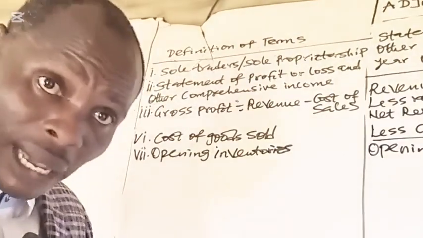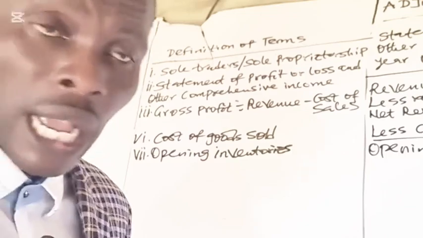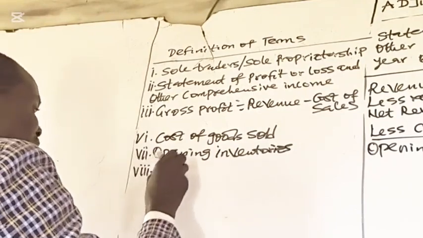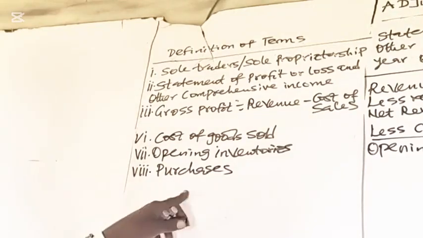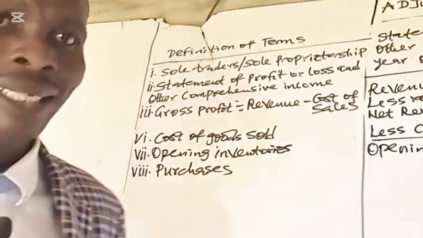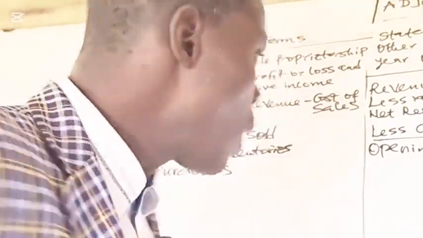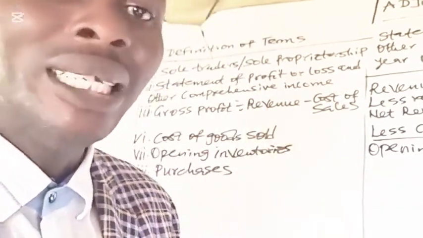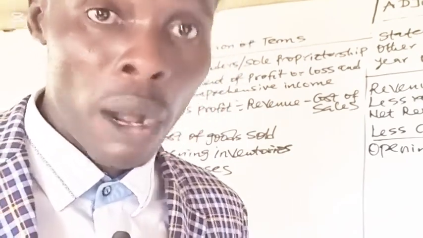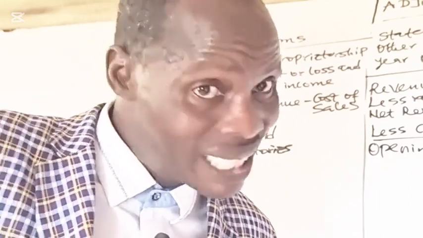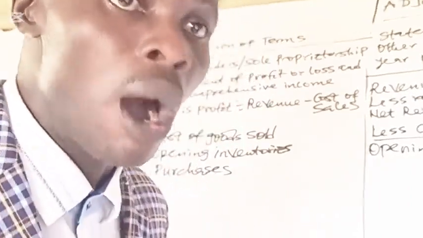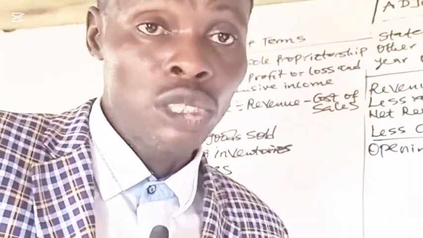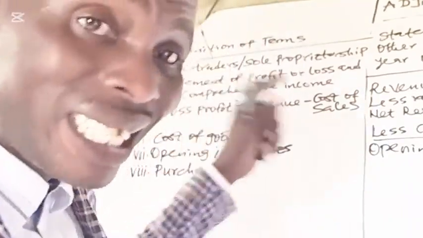Now, if you have this in hand at the beginning of the trading period, this may not be enough for you to sell. So what will you do? You need to buy more. So we have purchases. In accounting, purchases mean goods bought for resales. That means the primary reason for buying them is to resell them. If you are into buying and selling of goods, if you buy motor vehicles, you know the motor vehicle is bought for business use, not for resales.